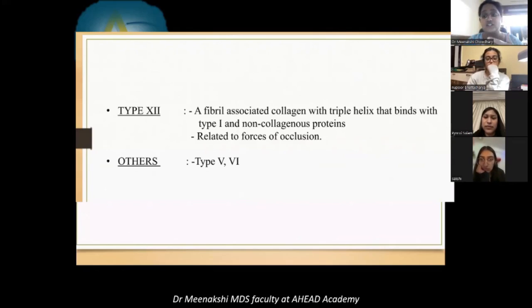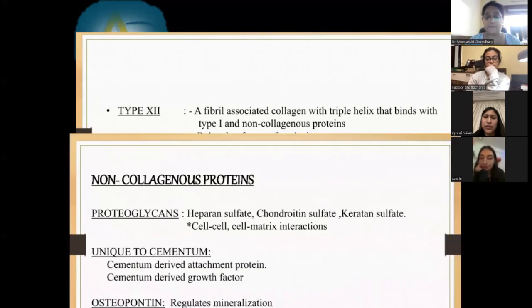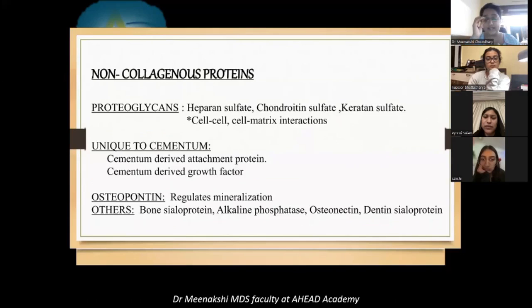Advanced protein-like structures are binding to proteins that are non-collagenous in nature, as observed when the cementum of the tooth is in its functional stage. It's at the occlusion level. Non-collagenous proteins seen in the cementum are proteoglycans, referred to as heparan sulfate, chondroitin sulfate, keratan sulfate, active proteins, and cell and matrix interactive proteins.